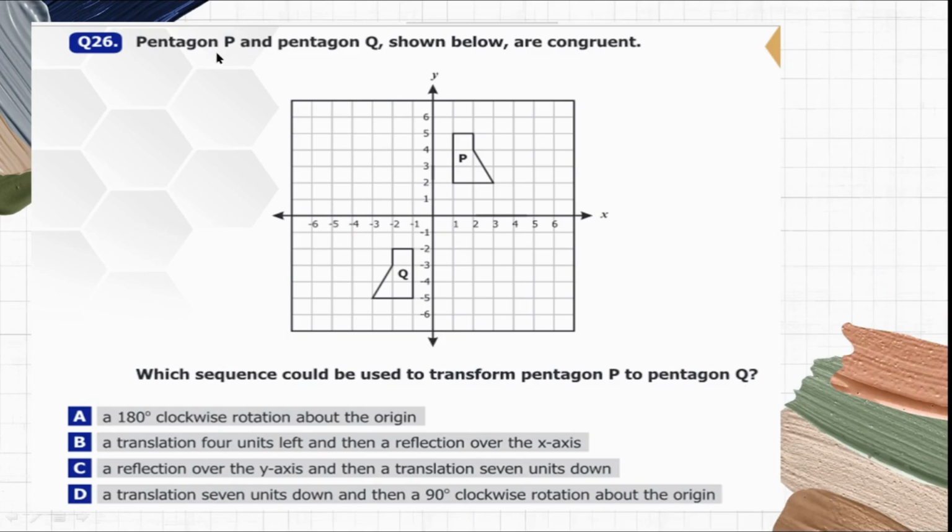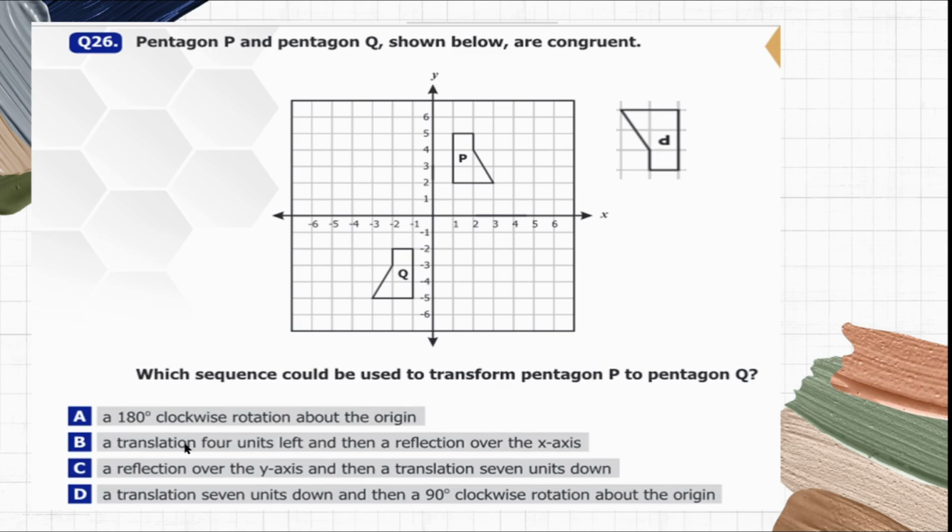Question number 26. Pentagon P and Pentagon Q shown below are congruent. Which sequence could be used to transform Pentagon P to Pentagon Q? Option A is a 180 degrees clockwise rotation about the origin. If we take 180 degrees clockwise rotation, our new shape will be upside down, which is not matching with the shape of Pentagon Q. So option A is incorrect.